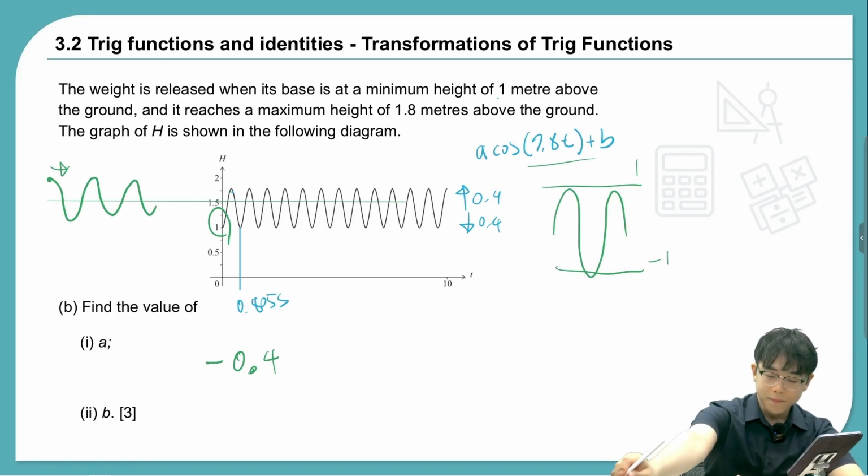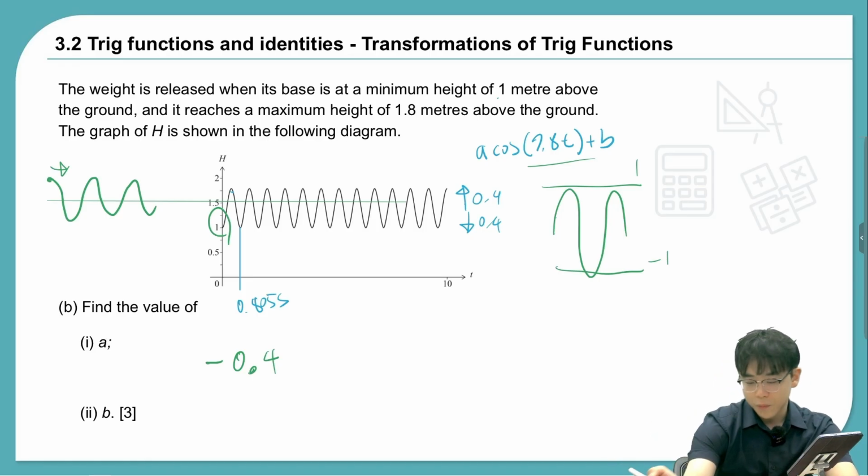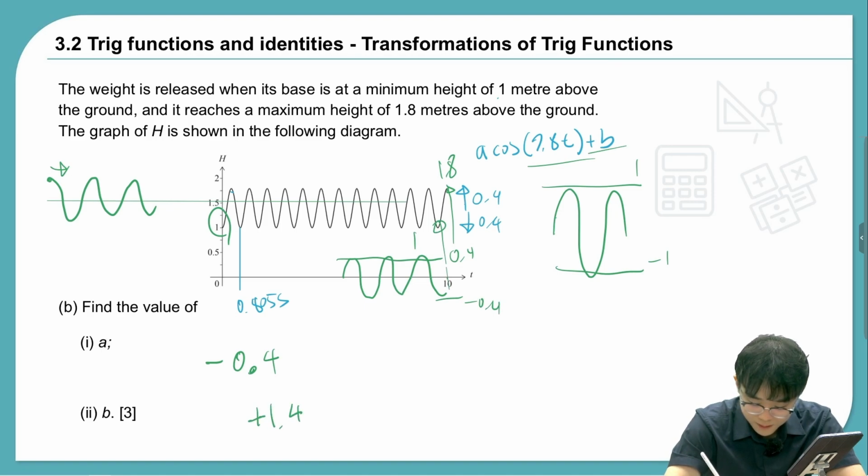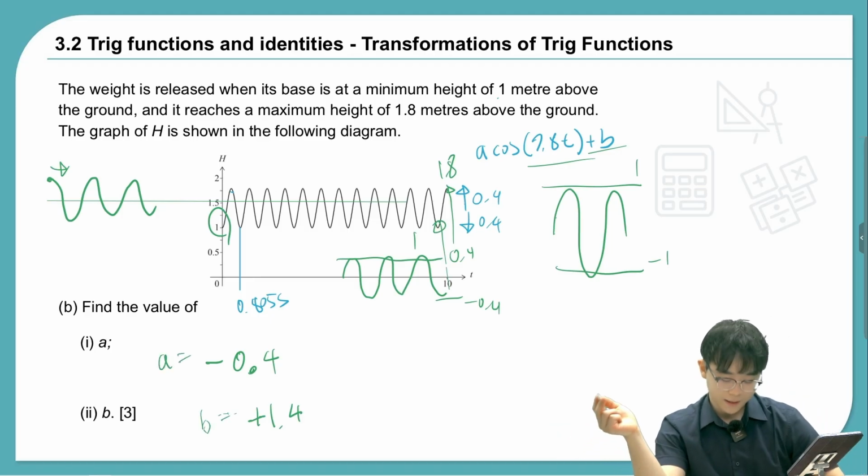And what about B? If you had negative 0.4 cosine, we would have something going from 0.4 to negative 0.4. But this whole thing is shifted upwards, right? The 0.4 is shifted up to 1.8, and the negative 0.4 is shifted up to 1. So the shift would be 1.4. So B is going to be plus 1.4, and A is going to be negative 0.4.